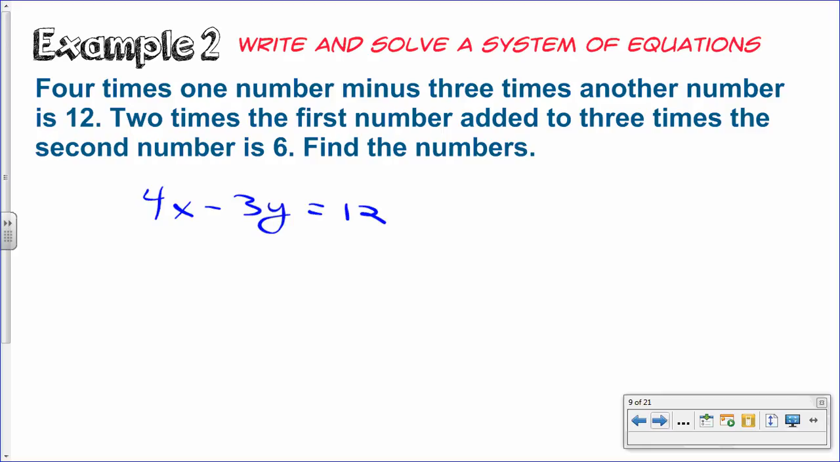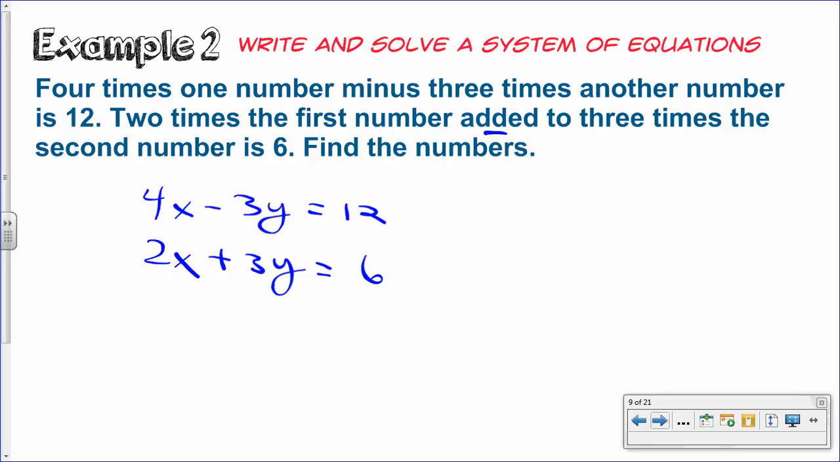2 times the first number. Plus 3 times the second number is 6. Find the numbers. This is a number theory problem. Remember number theory that we did? Like find 3 consecutive numbers. Remember that? It's kind of like that. Okay.